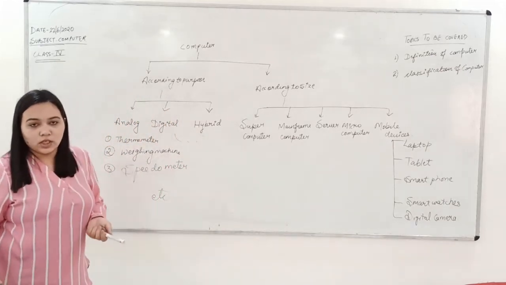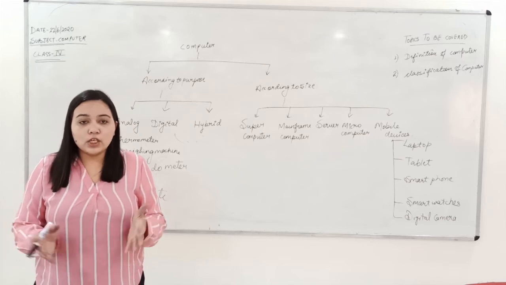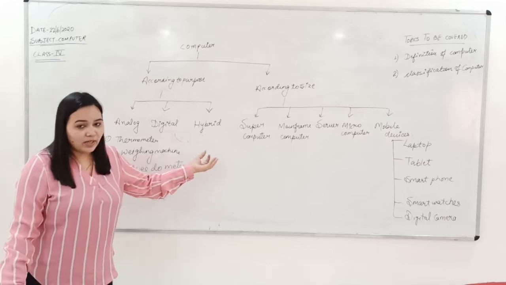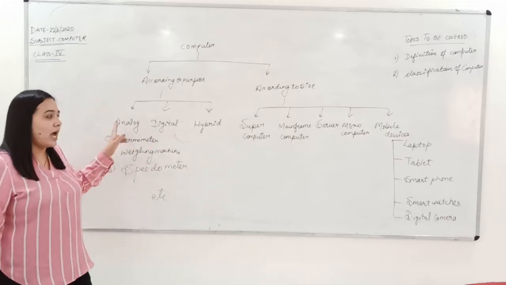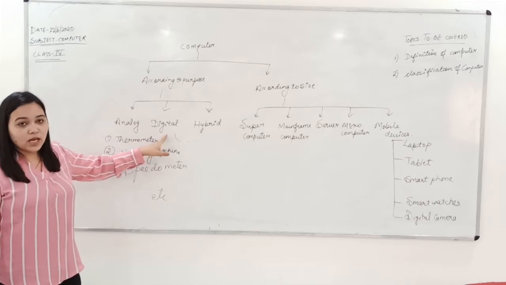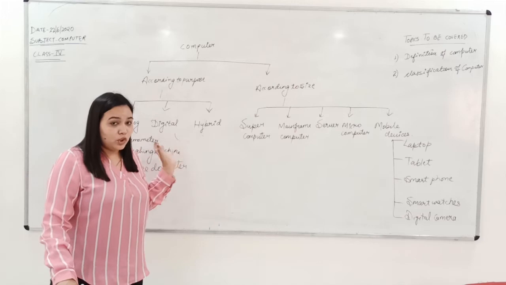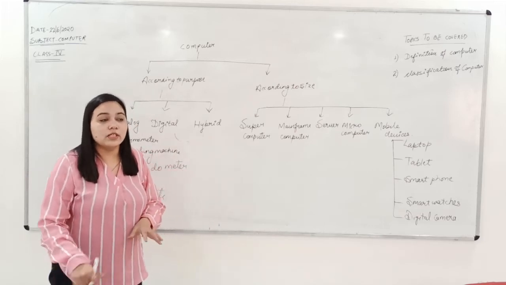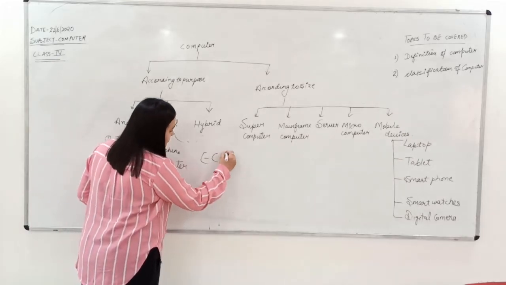Mean combination. Whenever we say the word hybrid, we mean combination or combining. So what are we combining in hybrid devices? We are combining the features or the good qualities of analog and digital computers. When both analog and digital are combined together and both the qualities are there, then that device is known as a hybrid device. For example, an ECG machine.